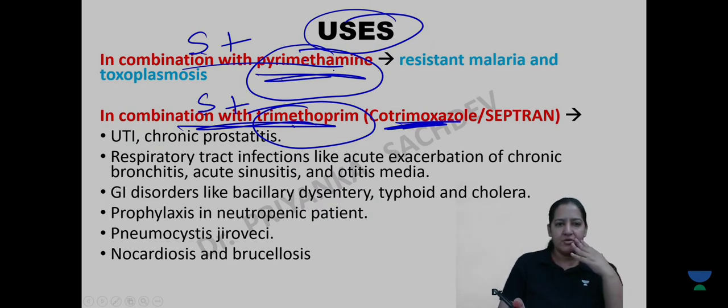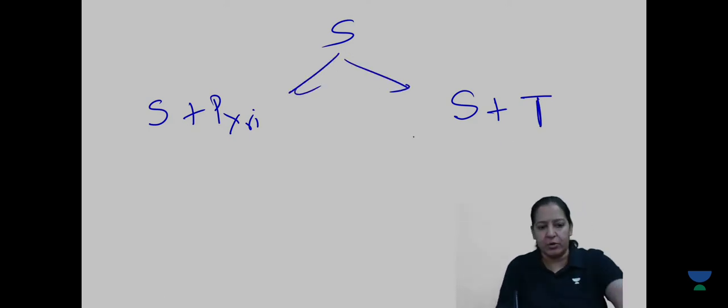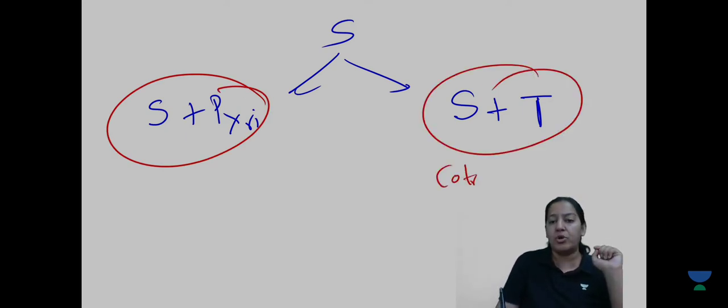You got my point? Try pyrimethamine. So sulfonamide is either used with pyrimethamine or sulfonamide is used with trimethoprim. Right? This is what I mean. The sulfonamides are never used alone. This combination has no peculiar name, but this combination is known as cotrimoxazole.